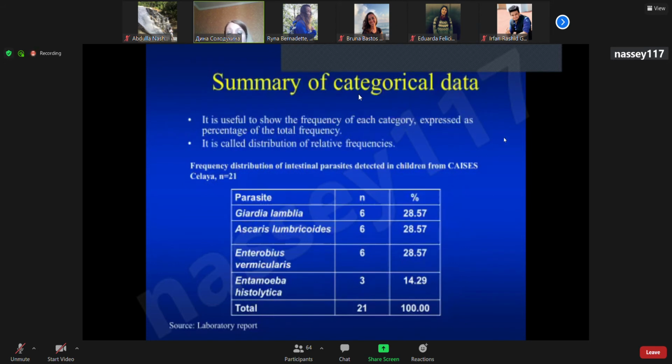So it's usually useful to show the frequency for each category expressed by percentage from the total. So this is called calculation of percentage, and we will take the total for 100%, and we will measure each category as a part of the total, taking 6 dividing by total 21 times 100, and you get percentage. And then when we have distribution, this will be called relative frequencies. Relative frequencies are very good to make comparisons between each other.